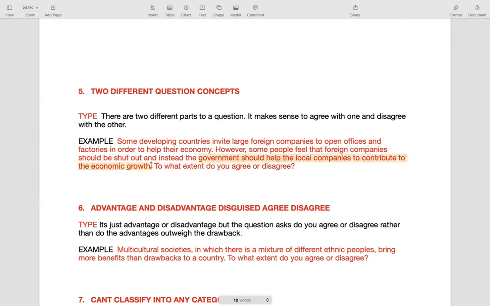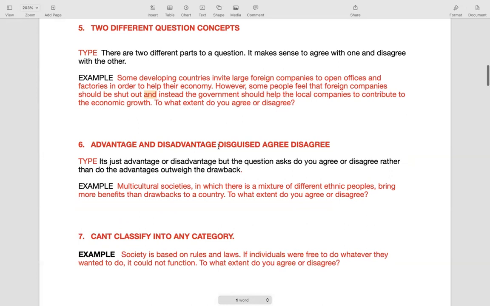So you agree with one half of the question and you disagree with the other half. I call it two different question concepts. You can agree with one and disagree with the other without conflicting, without causing a problem. So this is what I do in this question. And how do I know this is this type of question? I can go here. There's an "and" written. So the "and" helps me come to know, okay, there are two different things happening. I'll agree with the first clause and disagree with the second, or vice versa. I'll agree with the first half and disagree with the second, or the other way around.